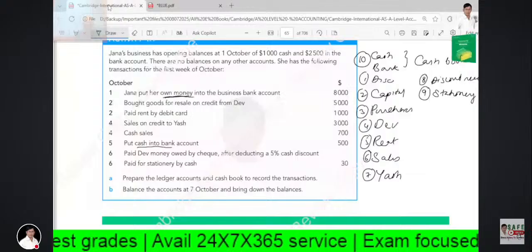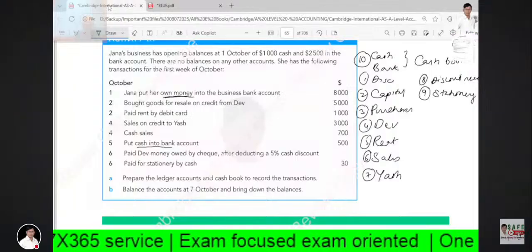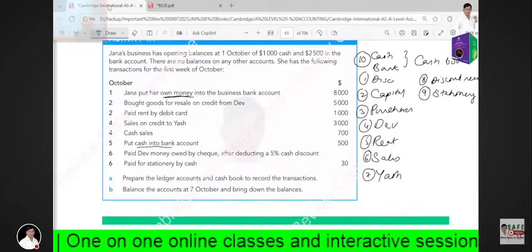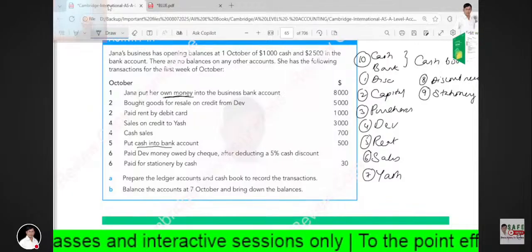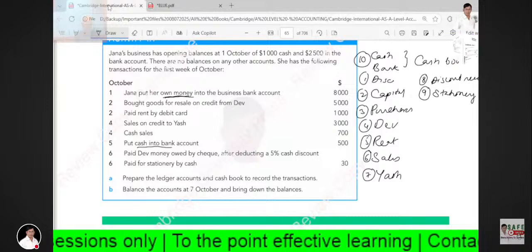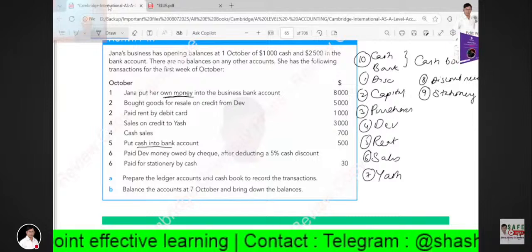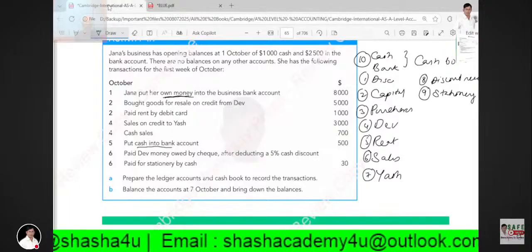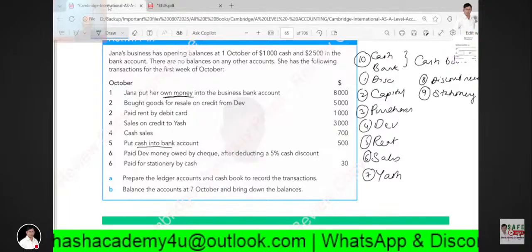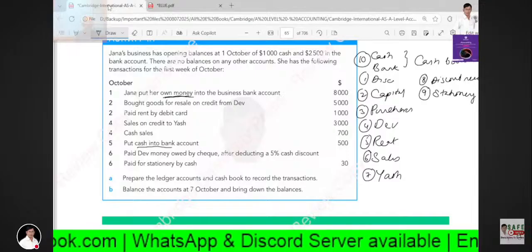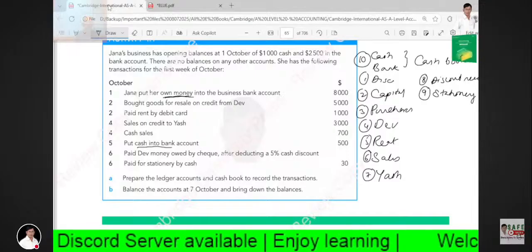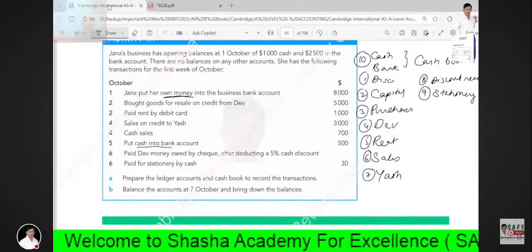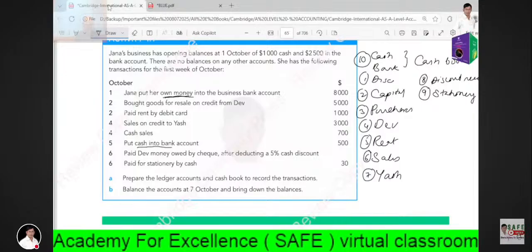Next. Paid the money owed by check after deducting 5% cash discount. So whatever money you have to pay to them. So we have bought goods worth 5,000, and we have to pay after deducting a discount of 5%. On 6th we have to pay. So how much do we have to pay? 5,000, 5% is 250. 4,750 we have to pay on 6th.